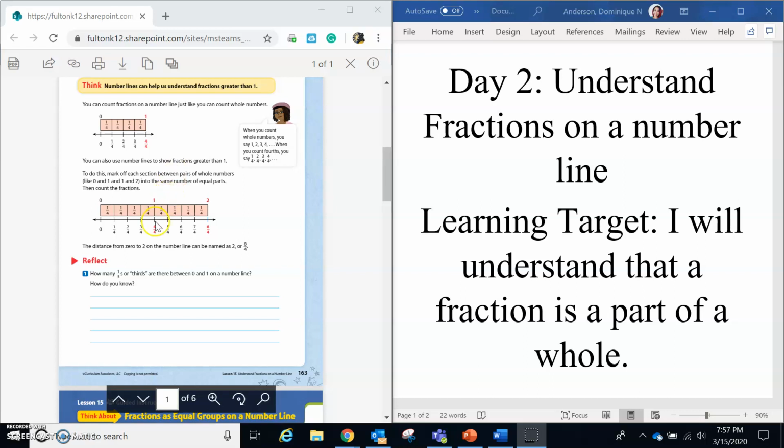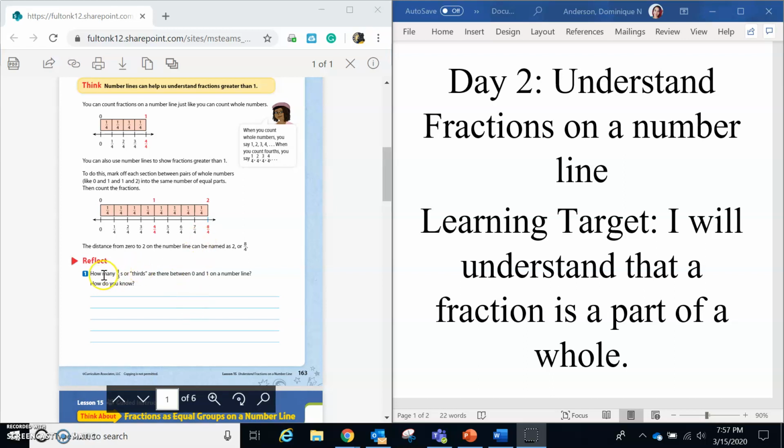When we go past a whole number, we can continue counting. So you see here we have 1/4, 2/4, 3/4, 4/4, which is one whole. Remember, when our numerator and denominator are the same, that is one whole. Then I can keep going. 5/4, 6/4, 7/4, 8/4, or 2.